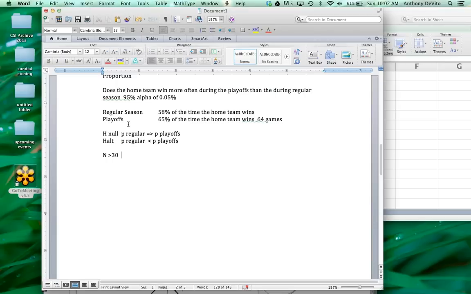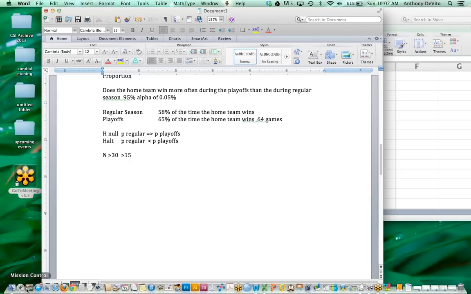the percentage of wins and the percentage of losses. Both sides have to be greater than 15, right? So both sides have to be greater than 15. So now for starters, let's get our calculator up.